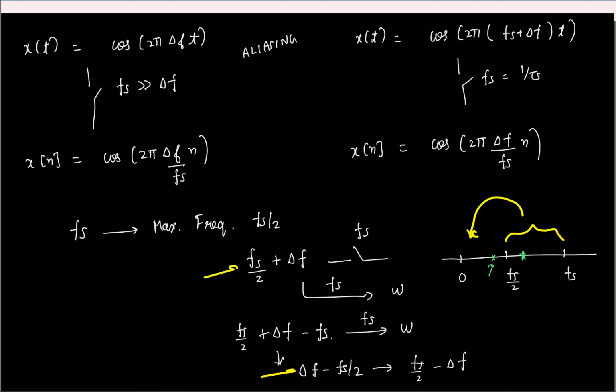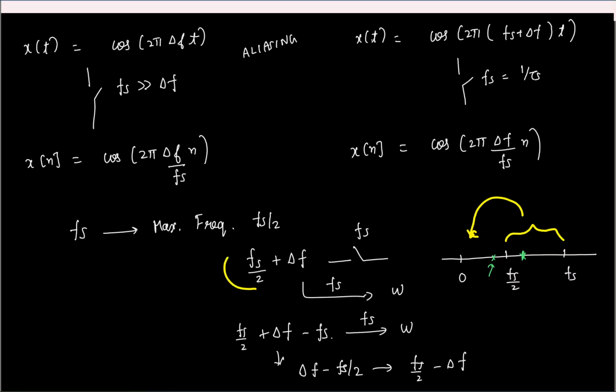Is this point clear that if you have a tone at fs/2 + Δf, when you sample it at fs, it will alias back to fs/2 − Δf? Is that point clear or not? Okay. You can work it out. I'm just giving a simple explanation.